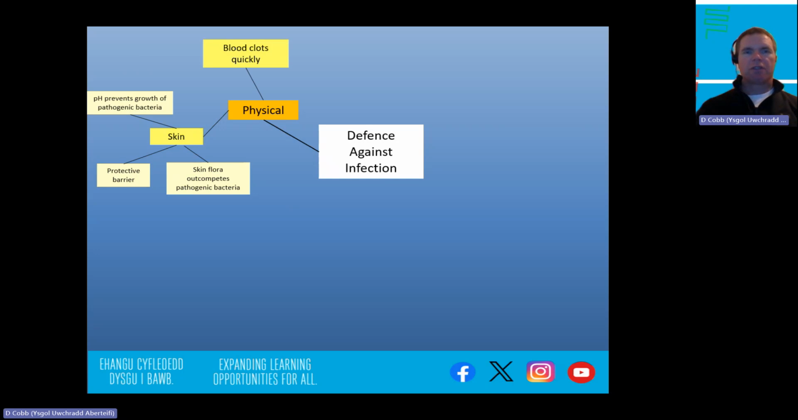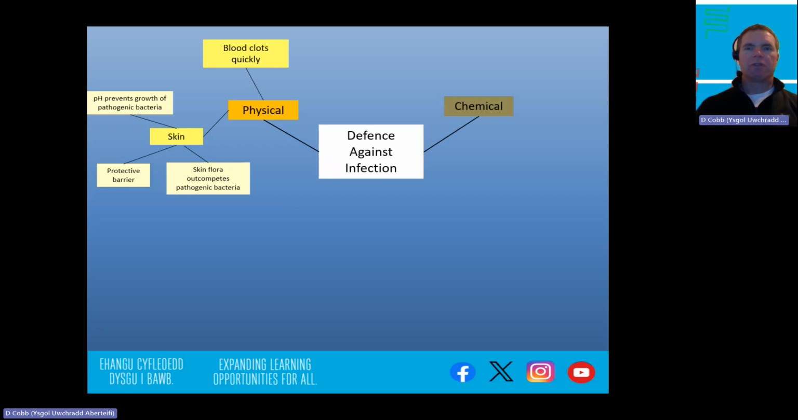Elsewhere, what other physical barrier do we have? Well, the platelets in the blood are there ready and waiting for when you get a wound, so that it clots very quickly. Again, that prevents entry: the scab forms a physical barrier to entry of pathogens.